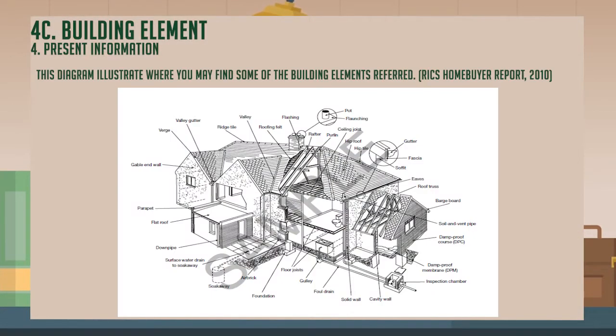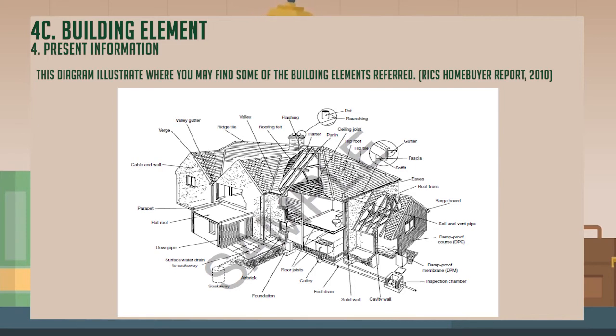Next, let's take a look at the building elements. This diagram illustrates where you may find some of the building elements referred to, which have been prepared by the RICS Home Buyer Report 2010. If you look at the diagram, there are a lot of building elements involved in a typical double-story house. Starting from the top, roof elements such as rafter, purlin, hip roof, hip tile, ceiling joist, soffit, roofing felt, and others will be the most important aspects that need to be considered during an inspection.